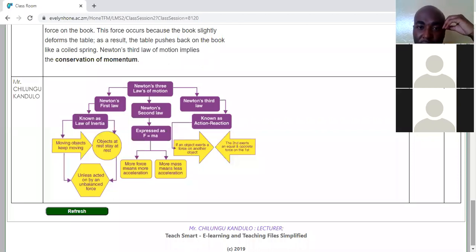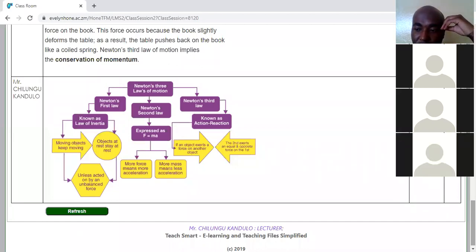Jackson. Yes, sir. I've got a question. If you were to be asked, for example, why is Newton's first law of motion called the law of inertia? What can be the explanation?